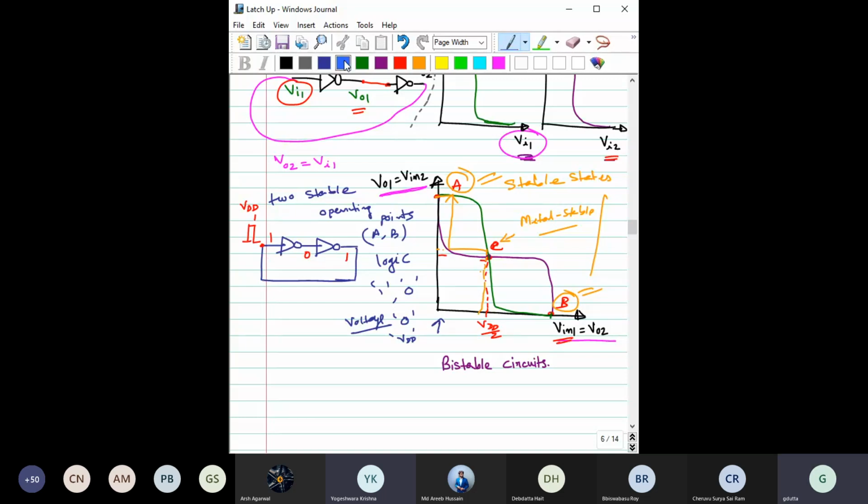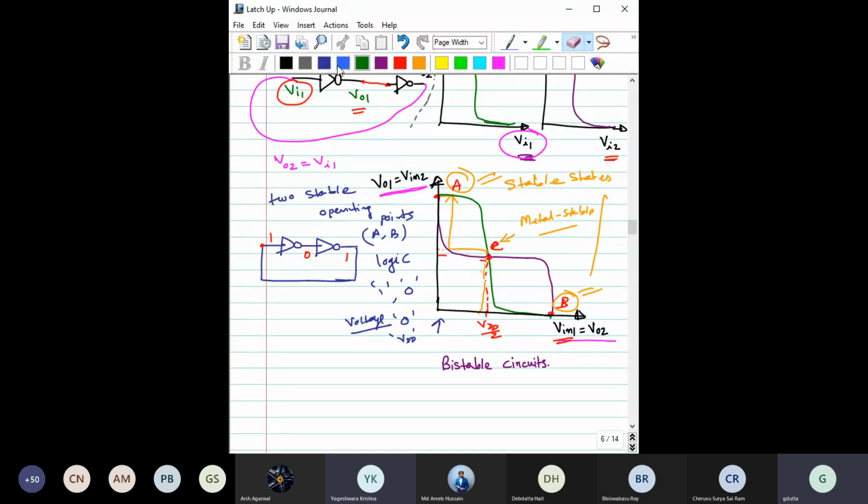Then if I remove it, meaning after applying the pulse I have stopped applying the pulse, what will happen? This total circuit will act as a memory, because it will remember what the previous pulse was. I have given pulse 1, so it will remember that pulse 1, until and unless you disrupt the power supply.